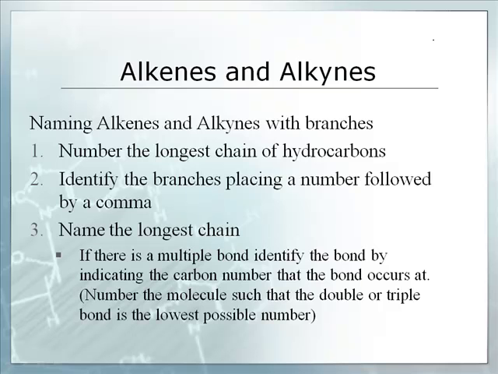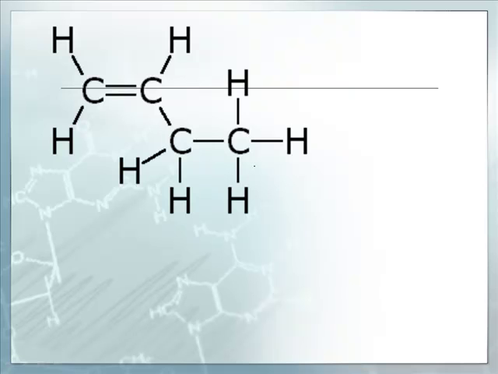When you name an alkene, you basically follow the same set of rules, except we essentially need to number where the double bond or the triple bond is, and we have to also indicate what number it's on, and instead of an A-N-E ending, we use the E-N-E ending or the Y-N-E ending. Let's do a few.